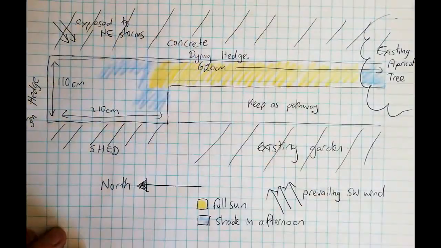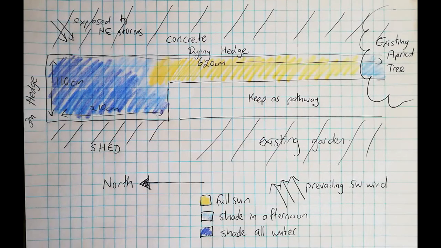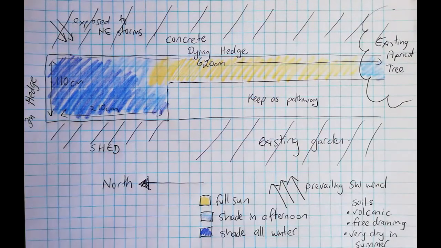I colour code where it's going to be full sun, shade in the afternoon, and in this case shade all winter, so I need to choose plants that can tolerate shade as well as sun. And then lastly, put in your soil type. In my case, free draining, very dry in summer, volcanic soil.